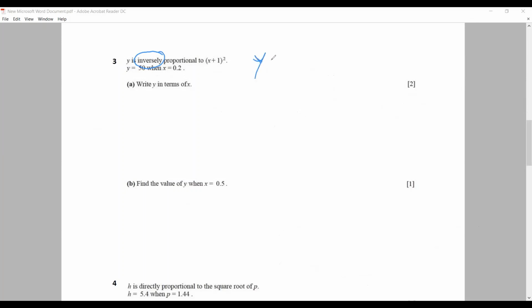So y is inversely proportional. So immediately you write a fraction and you put 1 in the numerator, and whatever that you see here, you just put it in the denominator. Okay, so this is the relation. You convert this to a formula or equality by putting a k in the numerator, that's all, and make k the subject of the equation because we have to find its value.